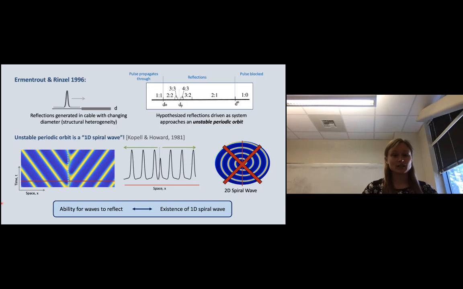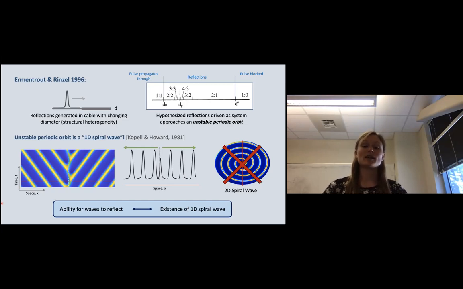And so really the idea that we're working with, and the idea that Ehrmantraut and Rinzel proposed, is that the ability for waves to reflect really depends on the existence of this 1D spiral wave. And even though this 1D spiral wave is an unstable periodic orbit, the existence of this periodic orbit still controls the possible dynamics that you have.